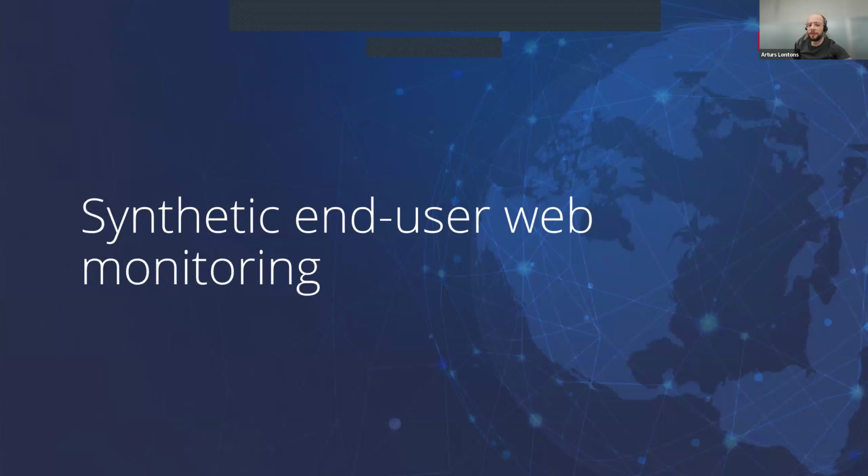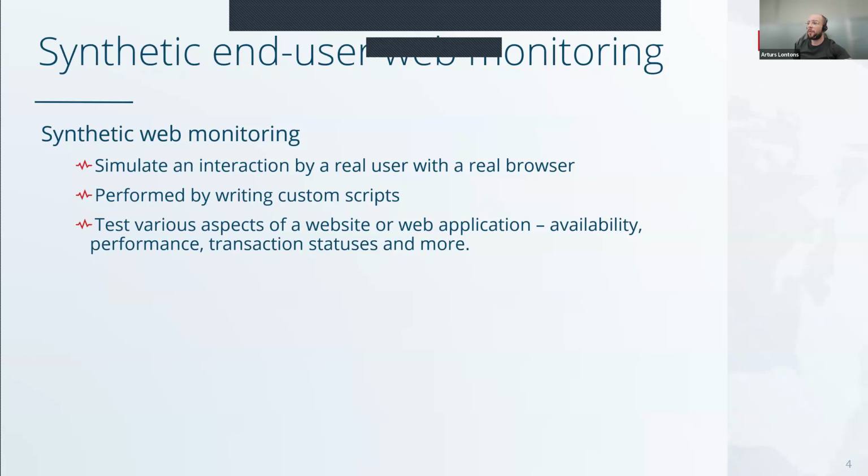So speaking of new use cases, first off, we have introduced our new synthetic end user web monitoring. So what is synthetic web monitoring? Essentially, what this feature allows you to do is simulate an interaction by a real user with a real browser with your web app or website and collect the results of such an interaction. And this way we can test various aspects of the website or web application, from availability to different performance metrics, transaction statuses. We can even take the screenshot of the website and display it on our dashboards, right?